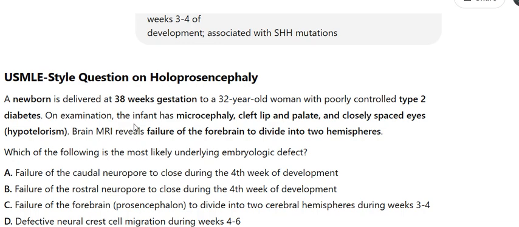A. Failure of the caudal neuropore to close during the 4th week of development. B. Failure of the rostral neuropore to close during the 4th week of development. C. Failure of the forebrain, prosencephalon, to divide into two cerebral hemispheres during weeks 3 to 4. D. Defective neural crest cell migration during weeks 4 to 6. E. Disruption of secondary neurulation affecting the caudal cell mass.